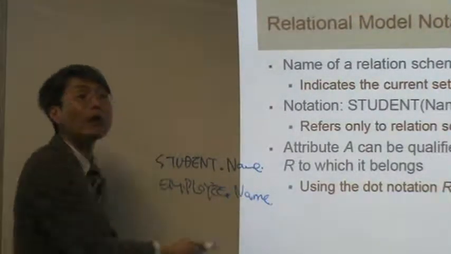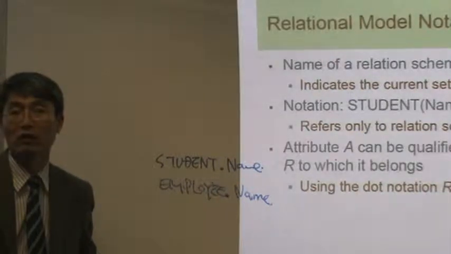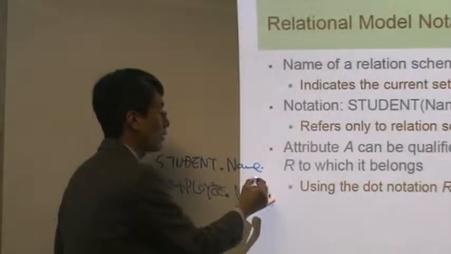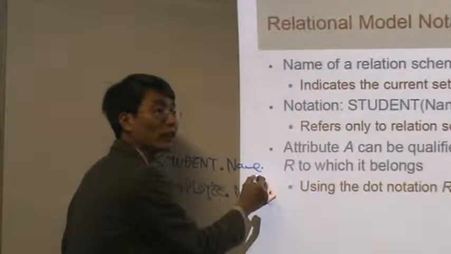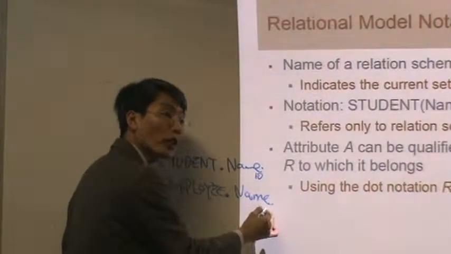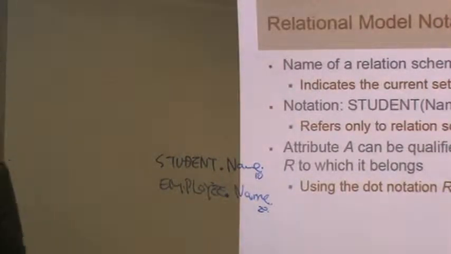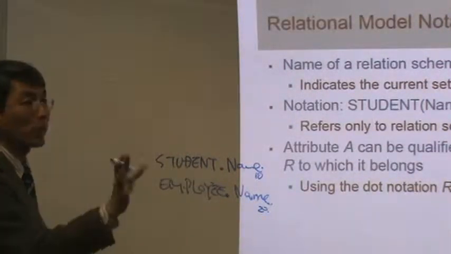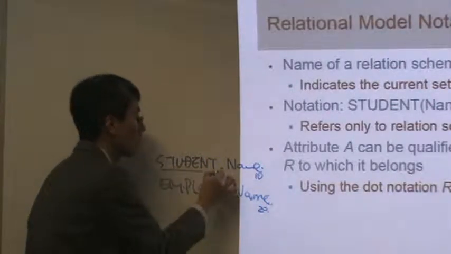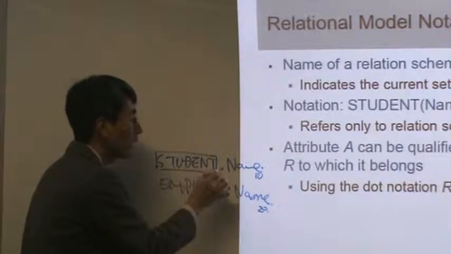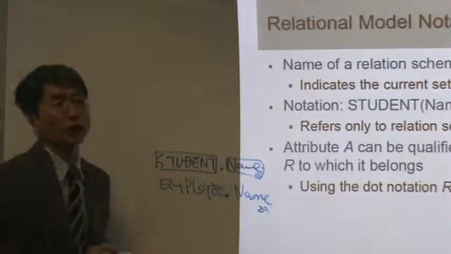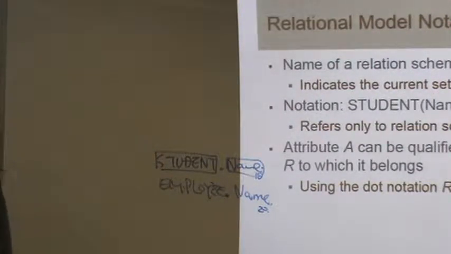Their data types may be different in practice. For example, this can be defined as a data type string of 10 bytes, and this one may be 20 bytes. So even though they share the same name, they are different. To differentiate, you can use the relation name or table name, dot, the attribute or column name. This notation will be used in the DBMS, in SQL. Okay.